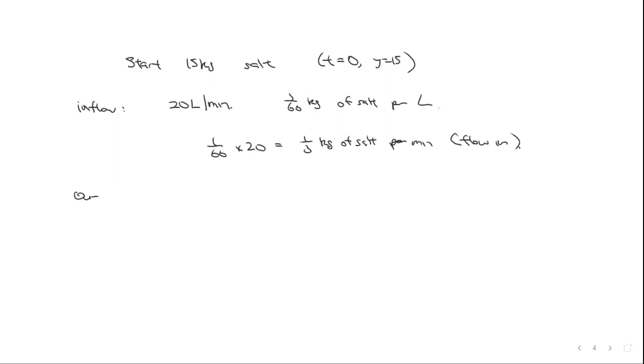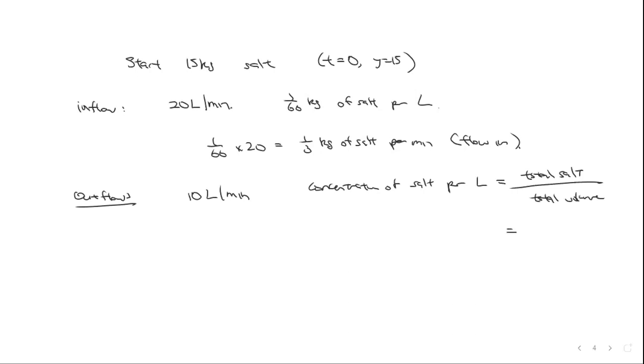Now outflow is 10 liters per minute. Now you don't know the amount of salt, but I guess it's got to be y divided by the amount of salt you've got in the entire tank divided by the volume of your tank. Well, the volume of your tank, I guess, is 100 liters. So basically, you need to know the solution, right? So the concentration of salt per liter. Now, the concentration of salt per liter is the total salt over the total volume. Now, the total salt is y by definition.